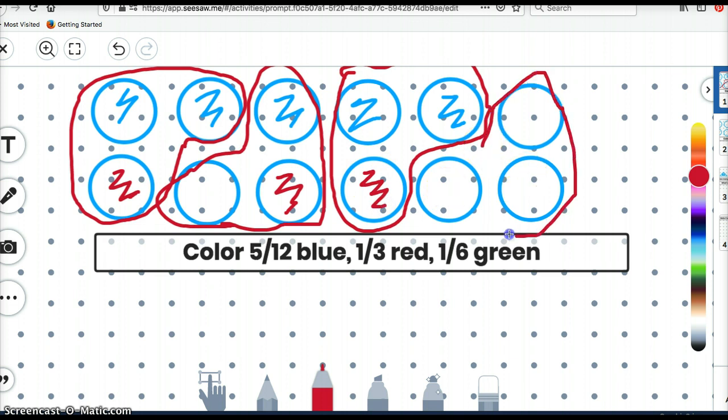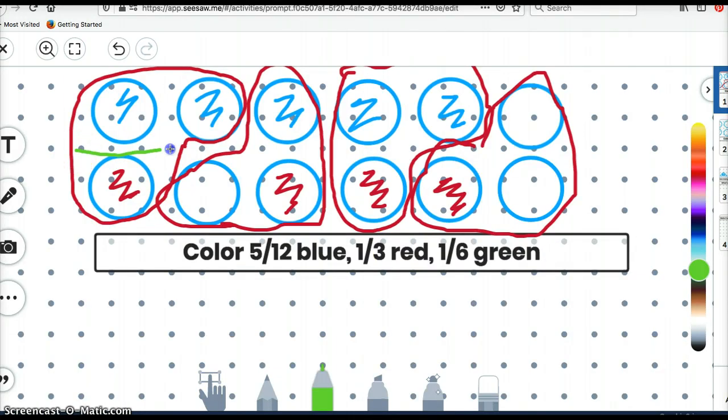Here's my last group of 3. Here's my last whole group of 3, in which I need to color 1 red. So now I look at the fraction 1/6. The bottom number, the denominator, says that I need 6 equal parts to make the whole.